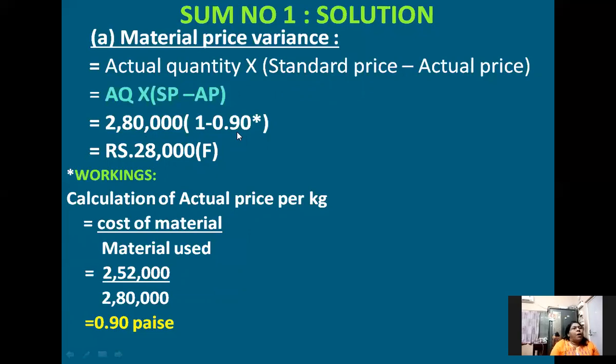Now this is all about the calculation of material price variance as per the problem. Once again, actual price is not given. We calculate the actual price by using these two pieces of information: cost of material and metal used. So we come to a conclusion. What is the actual price per kg? 95. For this calculation only we need this information.